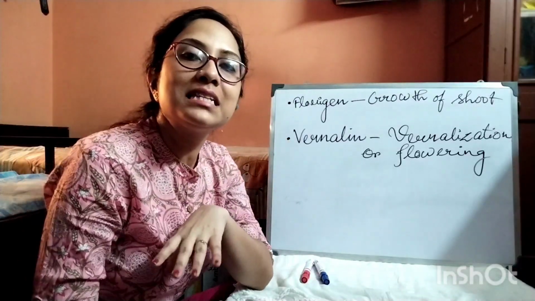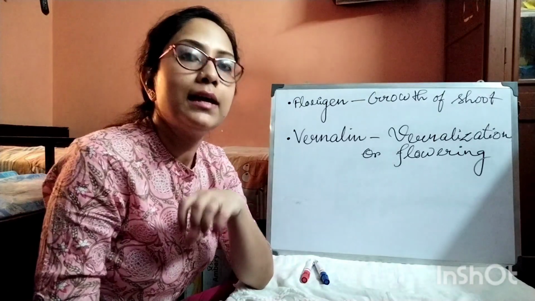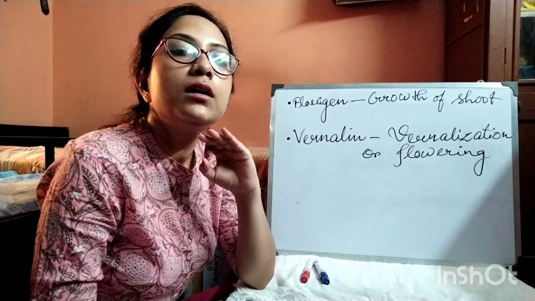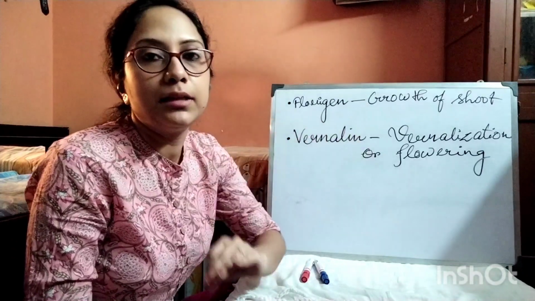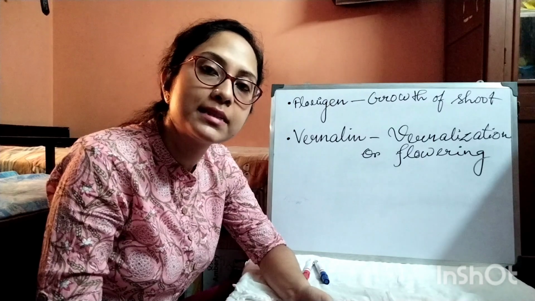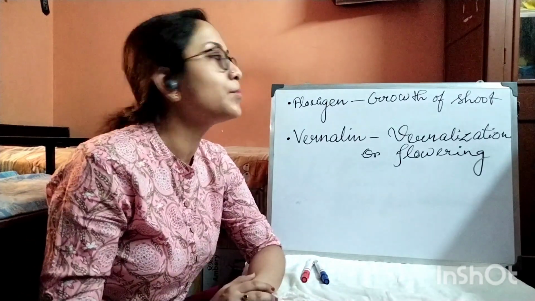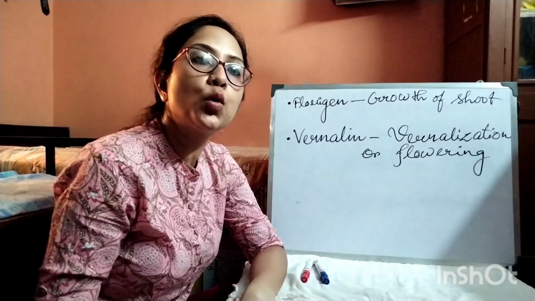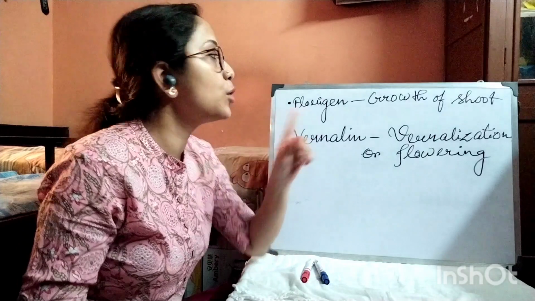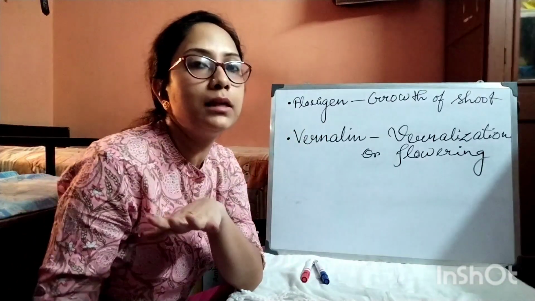Florigen is mainly present in the leaves, the young leaves of the plant, and it is meant to focus on the growth of shoot. It is mainly working on the shoot apical meristem, and this is how they actually work. They are meant for the growth of the shoot of each and every plant. Number one hormone is florigen, which is written over here, and the second hormone is vernalin.